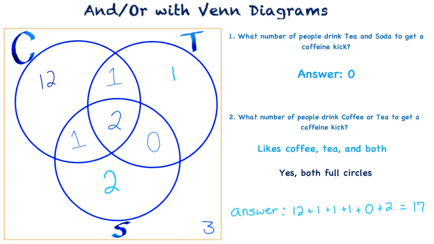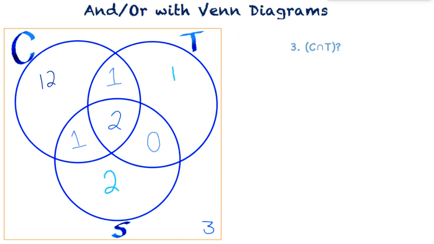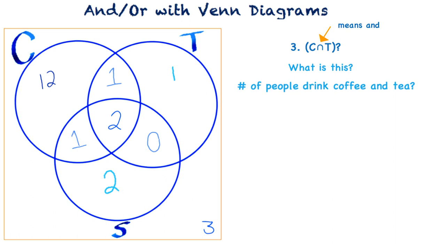Cool. Can I have a couple more to practice? Yes, you can. Try intersection of coffee and tea. What is this? These kinds of problems can be done just by using symbols. The upside down U means and. What do you think the question's asking you? What number of people drink coffee and tea to get a caffeine kick? Correct. And so your answer will be 1? Yes, it will be. What about this next one?